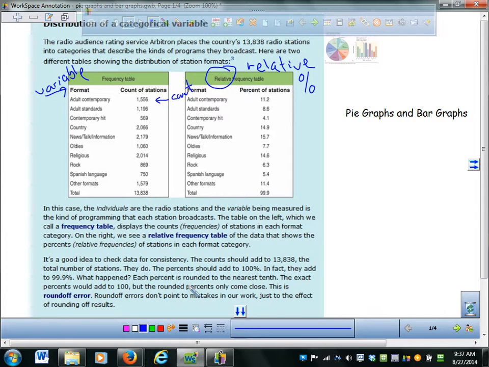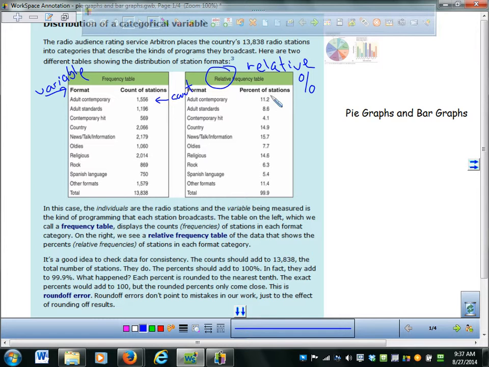Okay? So if I divide 1556 into 13,838, because that's the way they got this number 11.2, probably I won't get exactly 11.2. And if I take 1196 and divide it into there, probably I won't get exactly 8.6. So it's a rounding error. It should be just about 99.9%, but it's not because they round. Questions about that? Relative frequency table, etc. Okay.